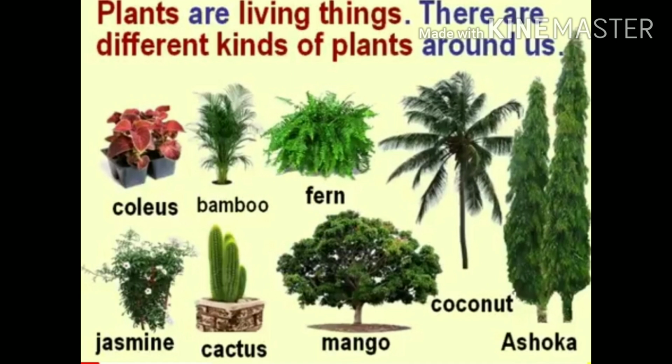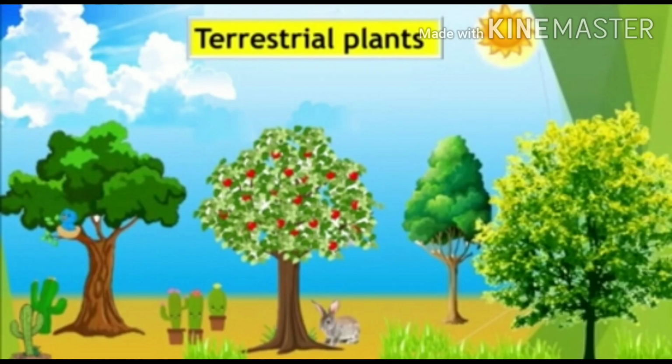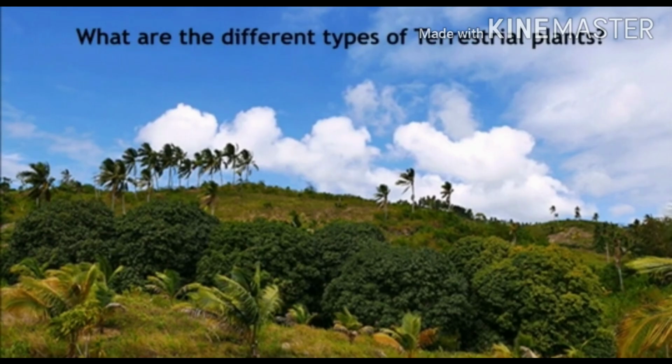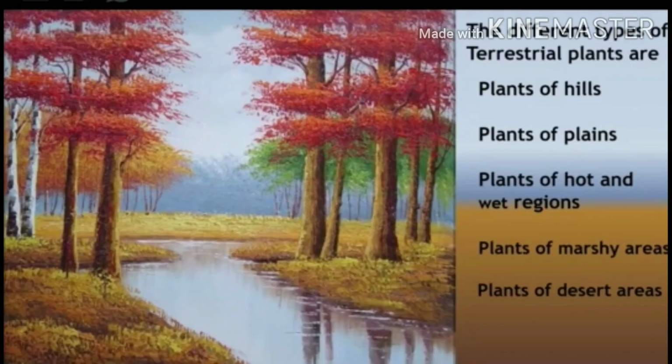Students, at first we divide plants into two groups. First is terrestrial plants and second is aquatic plants. Now come to the first, terrestrial plants. What are terrestrial plants? Plants which grow on land are called terrestrial plants. What are the different types of terrestrial plants? The different types of terrestrial plants are plants of hills, plants of plains, plants of hot and wet regions, plants of marshy area and plants of desert area.